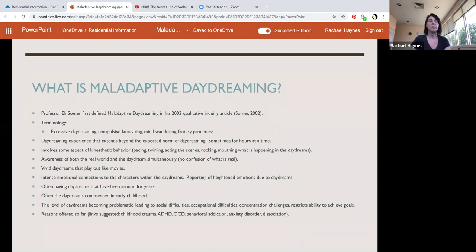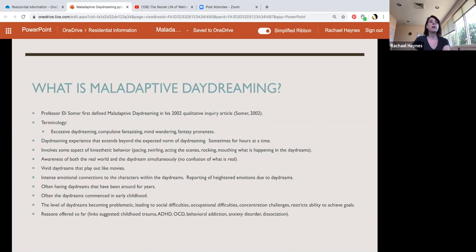So what is this experience? Well, daydreaming that's maladaptive is an experience that extends beyond the normal expected daydreaming norms. Now, this can be sometimes for hours at a time every day, maybe up to 5 hours of daydreaming a day as well. So it's quite extensive levels of daydreaming. It involves some aspect of behavior that's kinesthetic. Now that means it's action-based. So when the person is daydreaming, they could be pacing, twirling, rocking, acting out the scenes, or mouthing actually what is happening in the daydreams from the perspectives of the characters within the daydreams. So that could potentially look quite unusual, I'm thinking, yes.